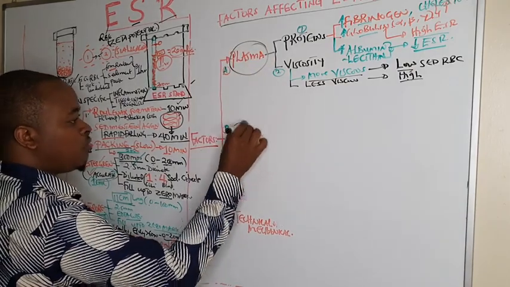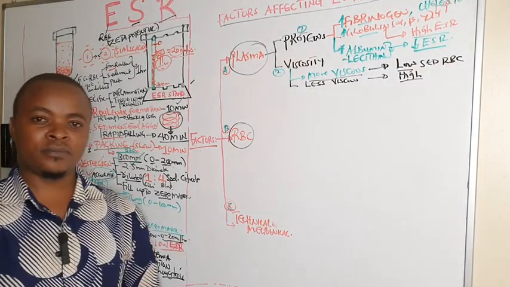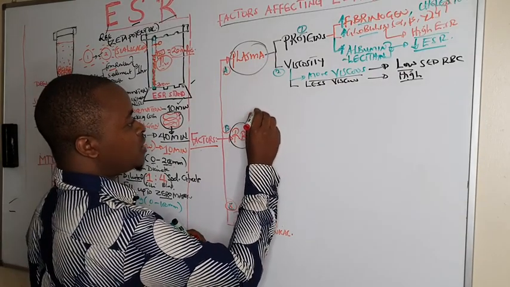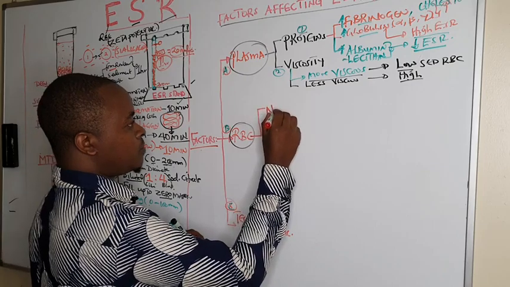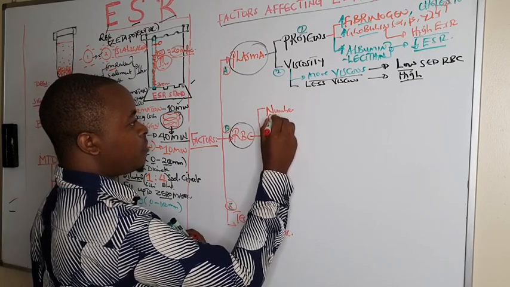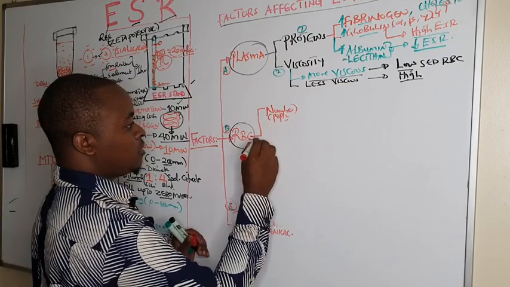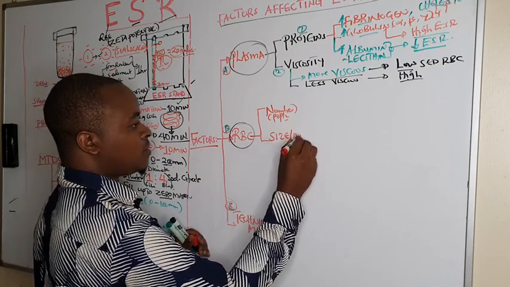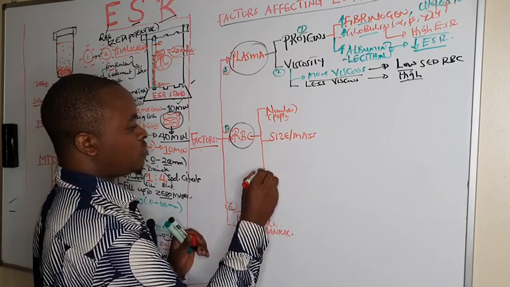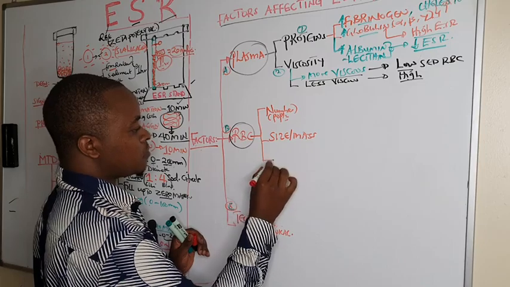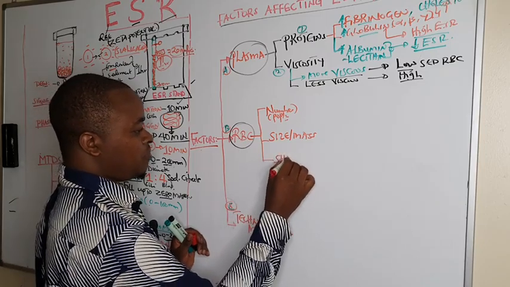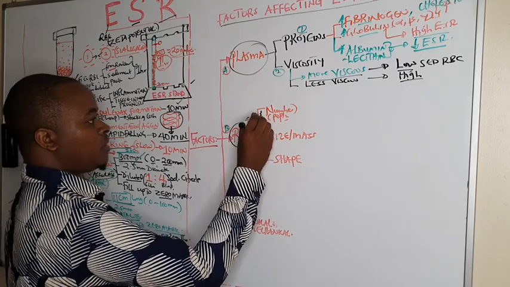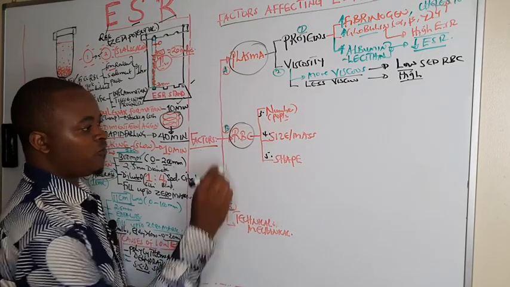Then part B is about RBC factors. RBC factors include, we're going to talk about number, you can call it population. We are going to talk about size, or mass. Then we are also going to talk about the shape of the RBC. So this is going to be point number 3, point number 4, point number 5.